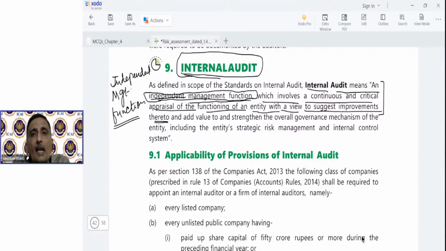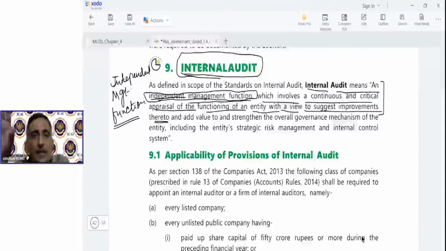And his purpose, he is an auditor, he has not to perform all those operational duties. So his purpose is to evaluate the work done by others. Clear? Clear, guys? So what do we mean by independence in the context of internal audit?